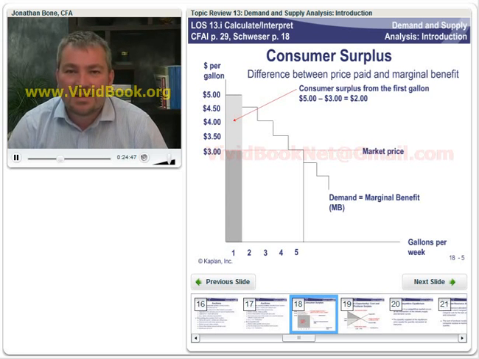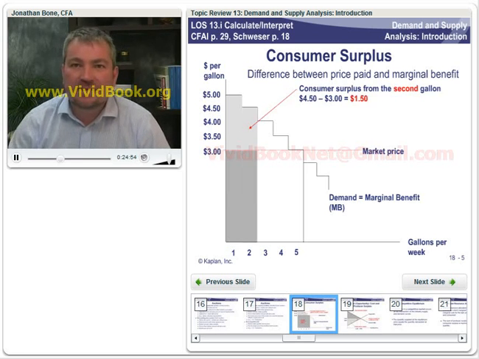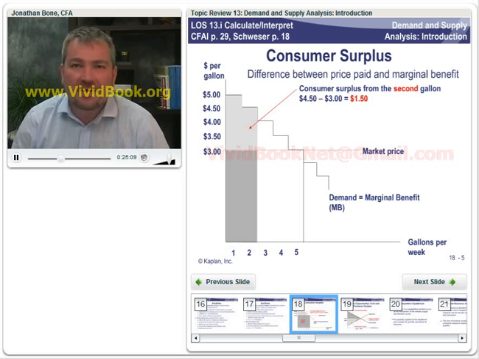At a price of $4.50, 2 units would have been sold. Now again, compare that to the market price. So the consumer surplus for the second gallon of oil, or whatever we're looking at here: they're willing to pay $4.50, but they only get charged the market price of $3. We've got a consumer surplus of $1.50.